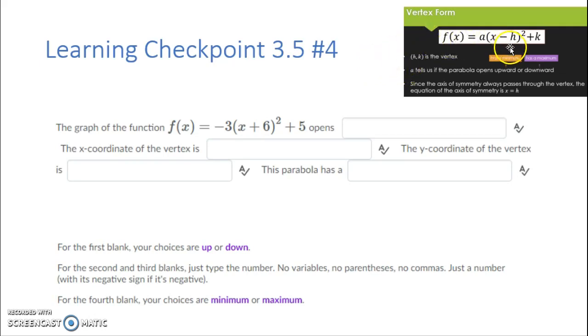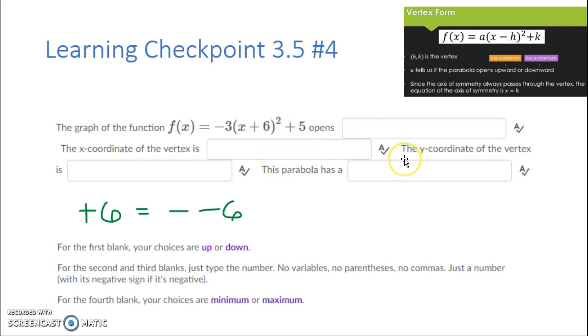H is whatever I am subtracting inside my parentheses. So let's go look at our parentheses. Our parentheses say +6, so we need to figure out what that really means. I want it to say negative. Remember that +6 is the same thing as subtracting -6. So if I subtract H and I'm subtracting -6, think about what the whole value of that H is, and that's what's going to go in the second blank.